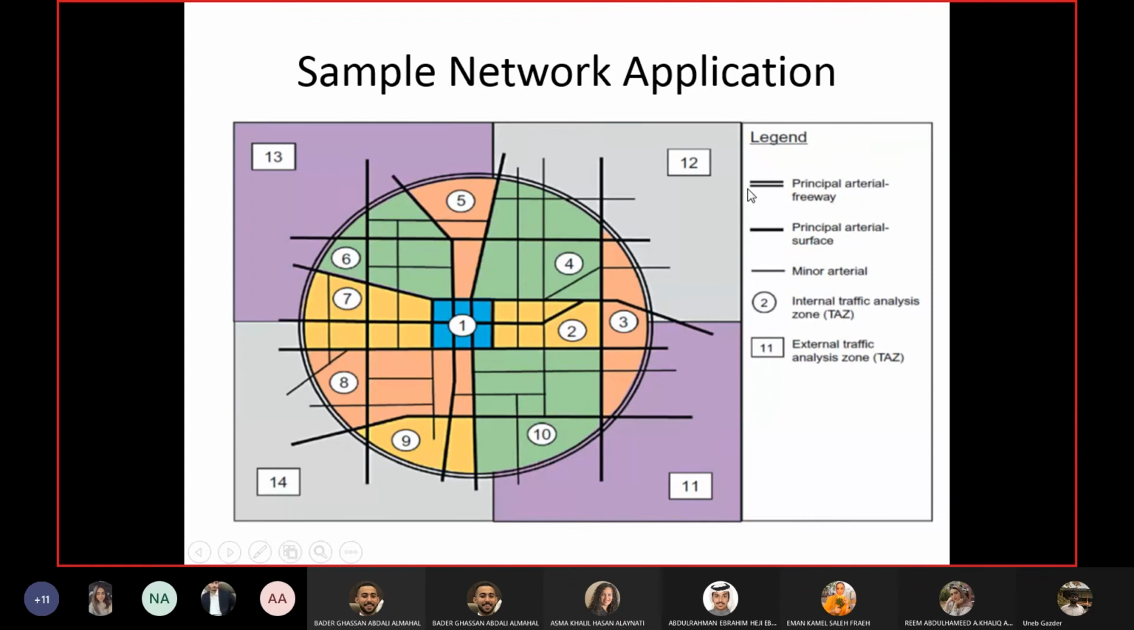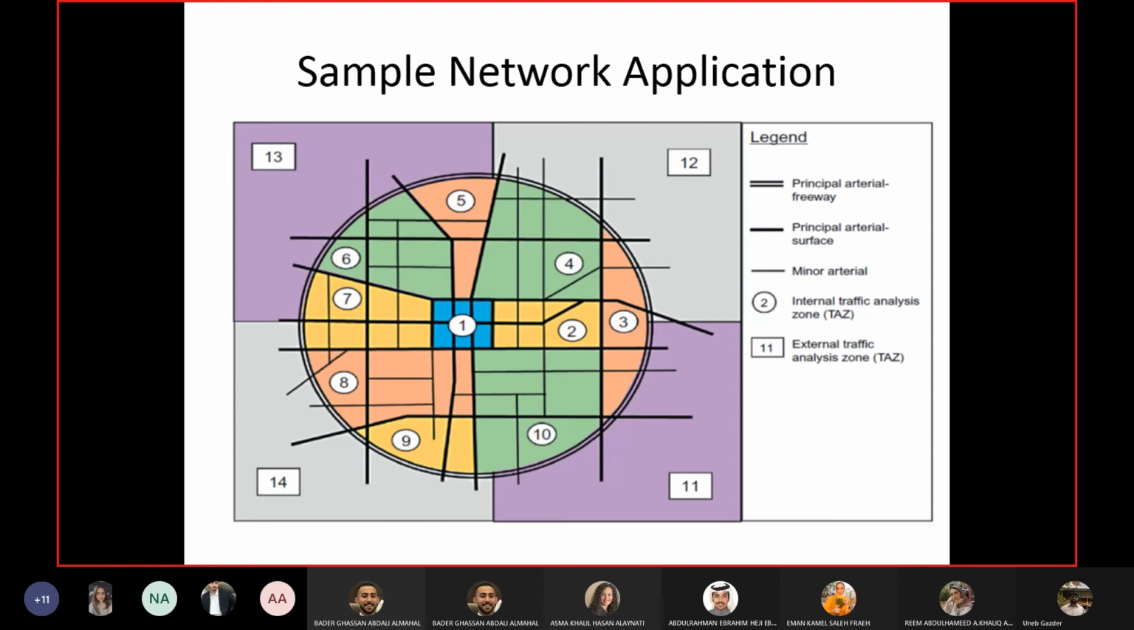Now you can see the types of highways they are showing here: principal arterial, freeway, principal arterial, surface. So freeways are over the surface, bridges. Freeways are normally separated from the ground level, so they are elevated.